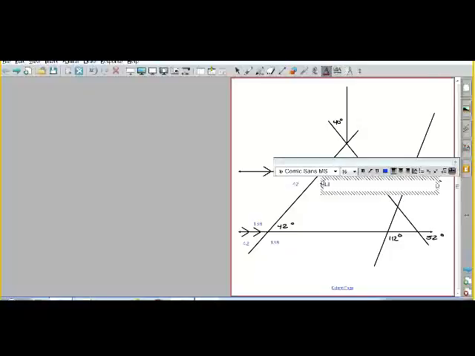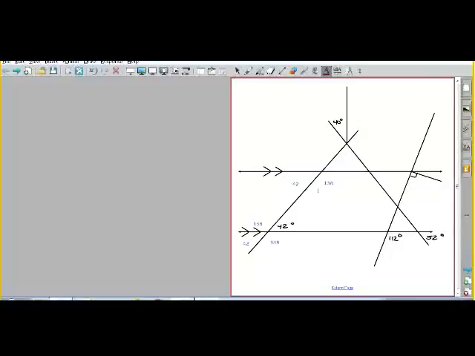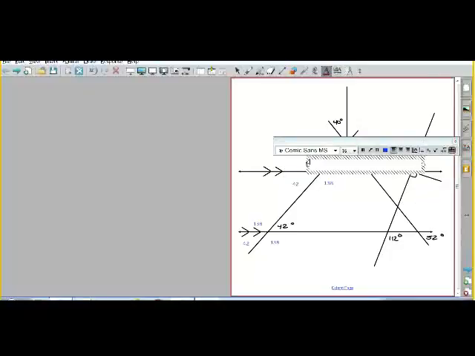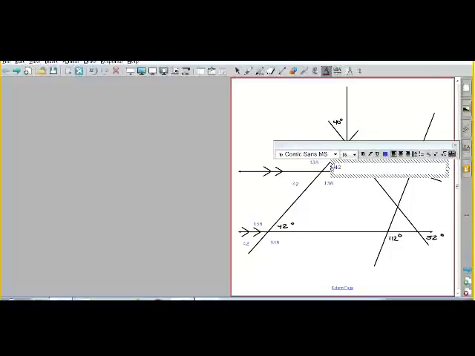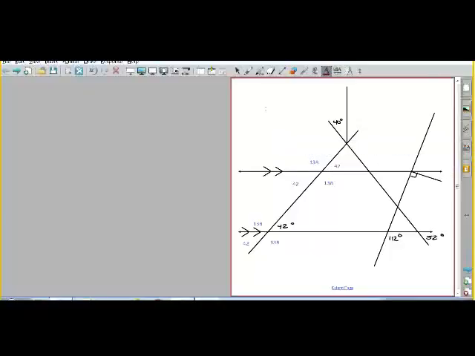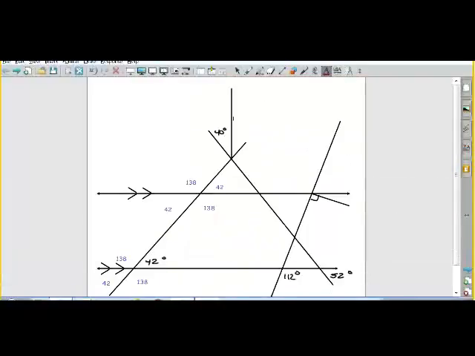42, 138, 138, 42. What's that? Yeah, let me put it on one page. So those are all the angles so far.